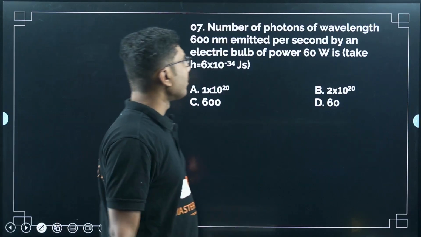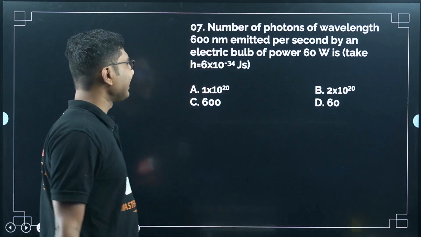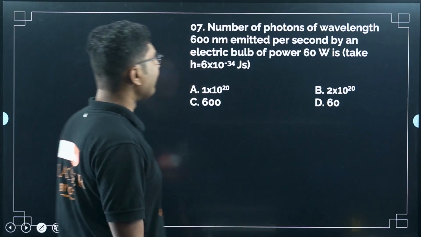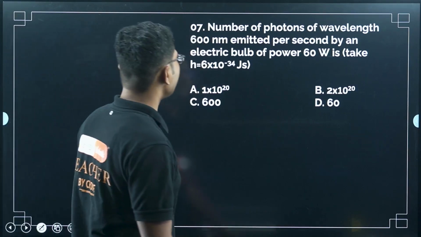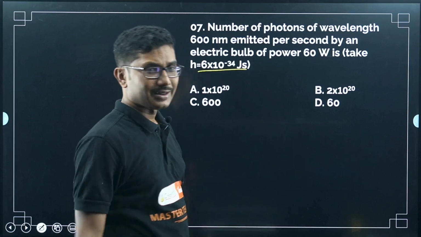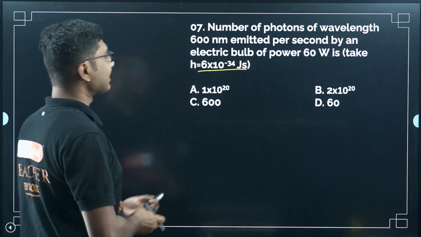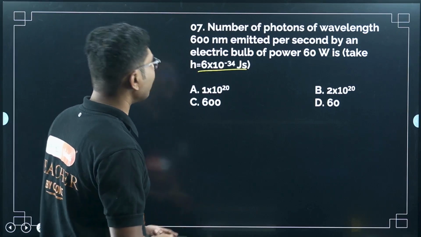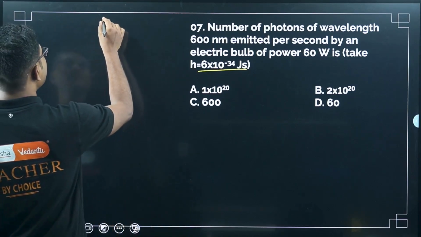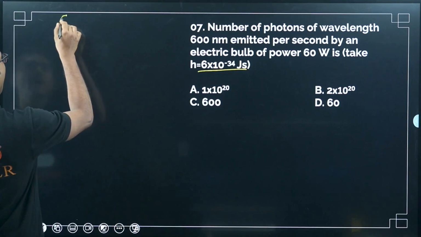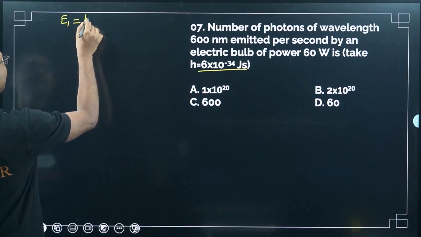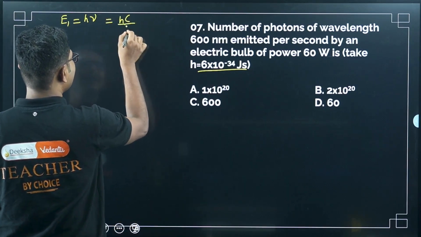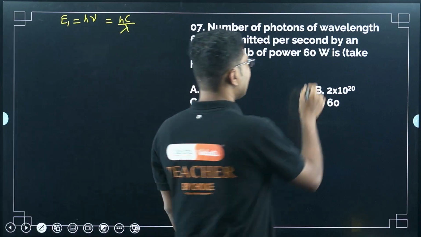The number of photons of wavelength 600 nanometer emitted per second by an electric bulb of power 60 watt. Take h equal to 6 times 10 to the power of minus 34 joule second. So they have asked you to take a round figure for h. Now they have asked you to find the number of photons. So what is the energy of a single photon? Energy of one photon is h nu, or this can be written as hc by lambda. It is given in terms of wavelength, right?